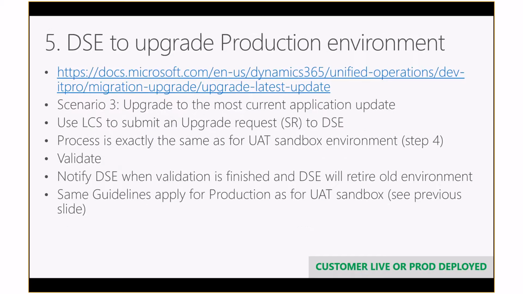So the final step, almost final, is then to upgrade the production environment. To upgrade the production is exactly the same as upgrading the UAT. The process is the same. That's also the idea, of course, because the idea is to have a valid test of the production upgrade during the UAT upgrade. So the steps that I highlight here are the same. The conditions are the same. And the guidelines are exactly the same.